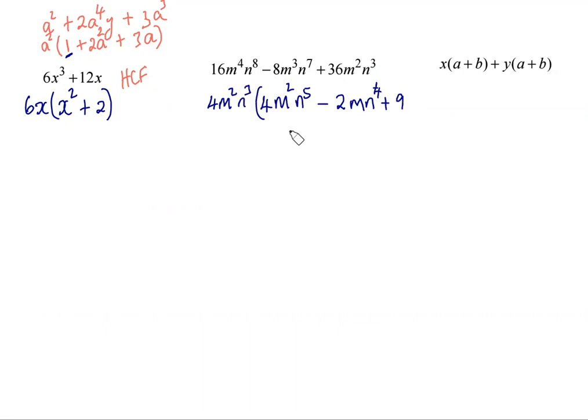m squared is going to cancel. n cubed is going to cancel. Then we're going to get our answer as 4m squared n cubed in brackets 4m squared n5 minus 2mn4 plus 9.